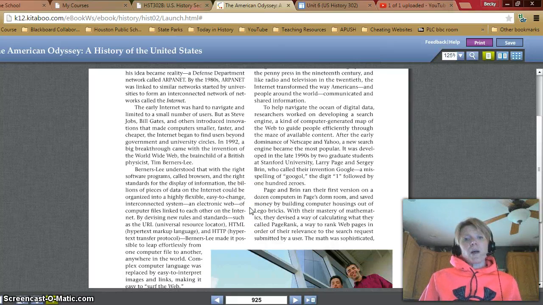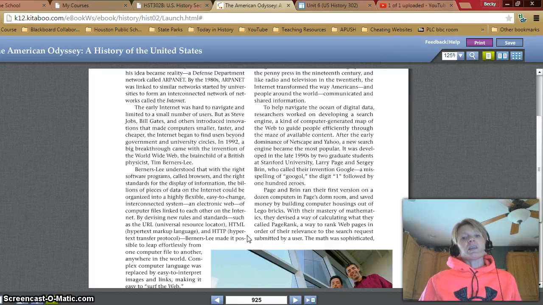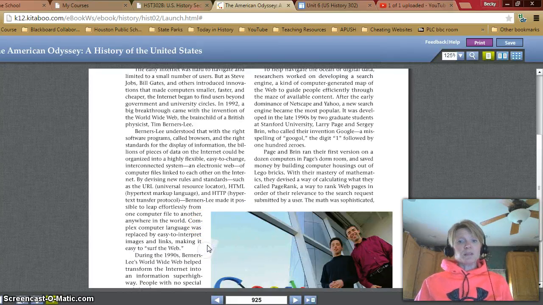an electronic web of computer files linked to each other on the internet. By devising new rules and standards such as the URL, Universal Resource Locator, HTML, Hypertext Markup Language, and HTTP, Hypertext Transfer Protocol, Berners-Lee made it possible to leap effortlessly from one computer file to another, anywhere in the world.